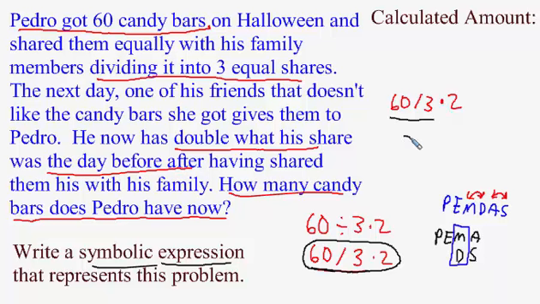60 divided by 3 is 20, which makes sense because he had 60 candy bars and he divided into 3 equal shares to share it with his family members, which gave him 20 candy bars. And the next day, his friend gave him so many candy bars that he had double what his share was the day before, and his share the day before was 20, and now he's supposed to have double that. So by copying the multiplication by 2 and performing that operation, we find that Pedro would then have 40 candy bars. So you'd be typing the number 40 in the answer box next to the words calculated amount.